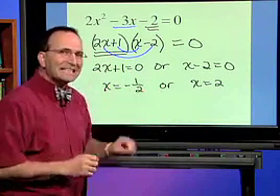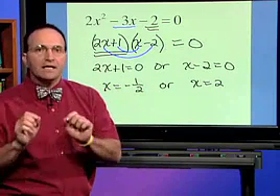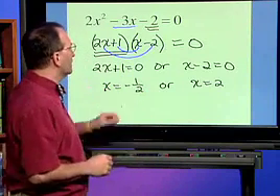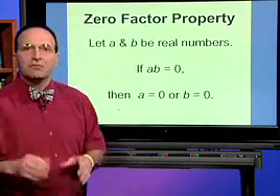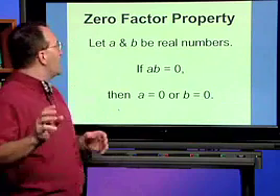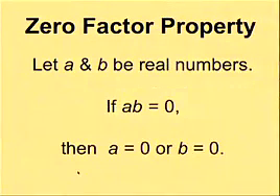Now, in this example, we used a very important property called the zero factor property. If you let A and B be real numbers, and if A times B is equal to 0, then either A is equal to 0 or B is equal to 0.